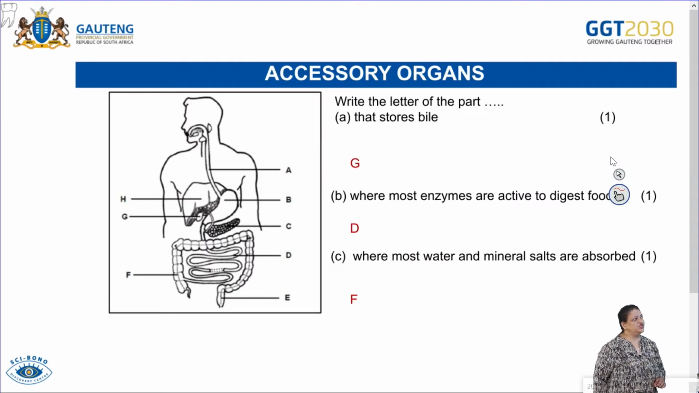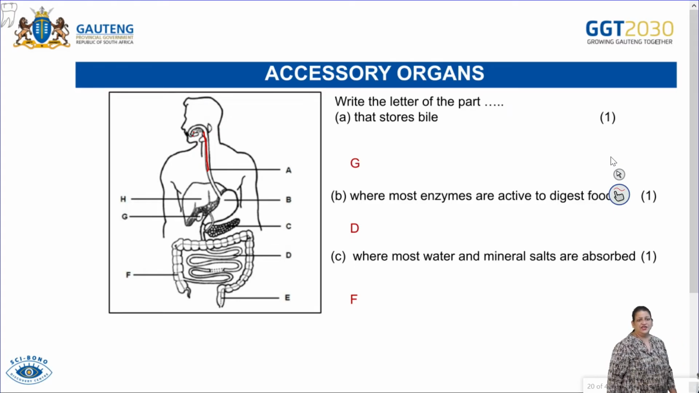So here are some questions now. This is the actual digestive system. You see, here is your tongue, here is your salivary gland, and this is going to be your food pipe here. A is your esophagus. B is your stomach. C is your pancreas. D will be your small intestine.